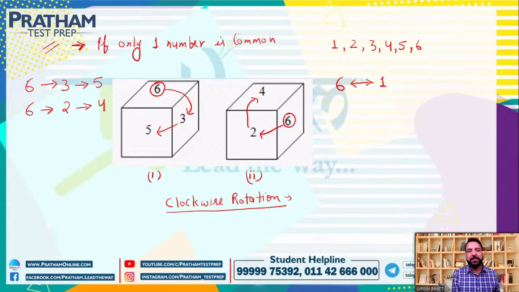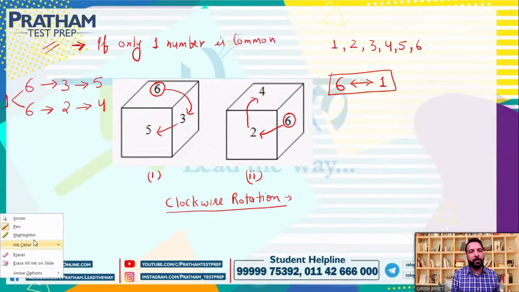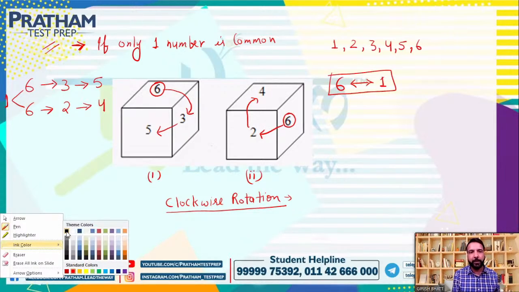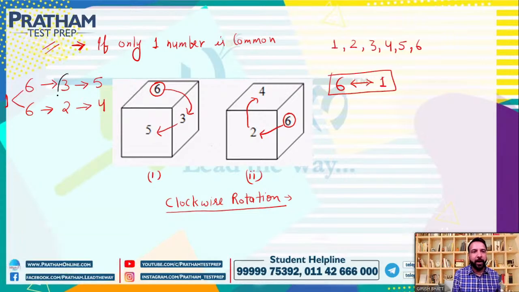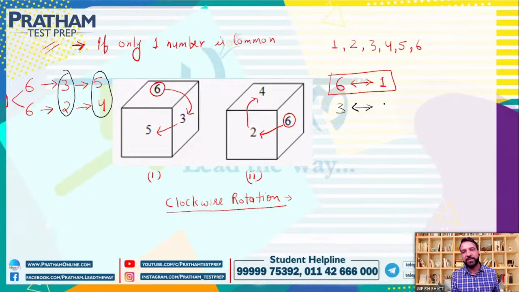So the opposite of 6 is 1, which we have already found. What is the opposite of the common number? The number that is not visible. Now we are left with a pattern, right? So this 3 and 2, these two are opposite. 5 and 4, these two are also opposite numbers. So 3 and 2 are opposite faces in these two dice, and 4 and 5 are opposite faces. Done. Now you can answer any question related to this. I hope this is clear to everyone.